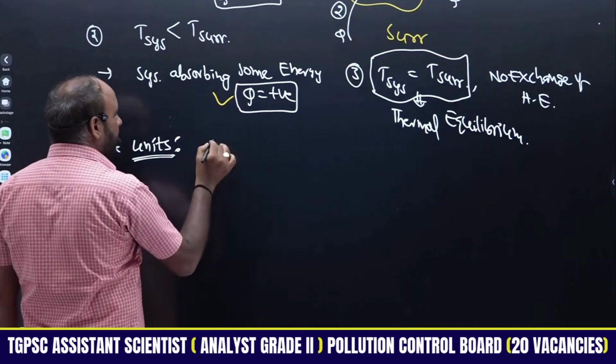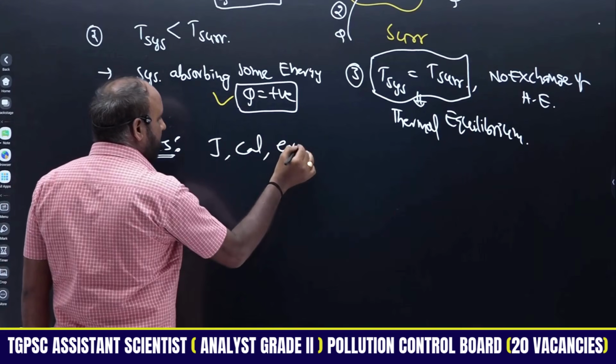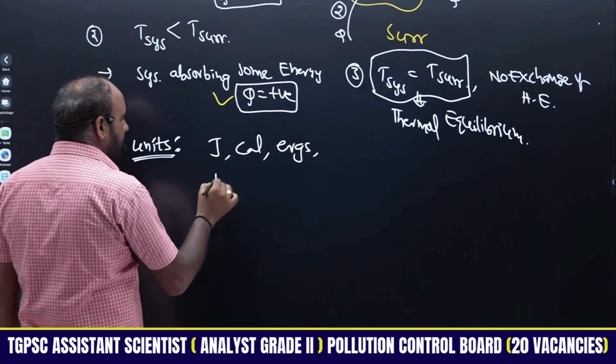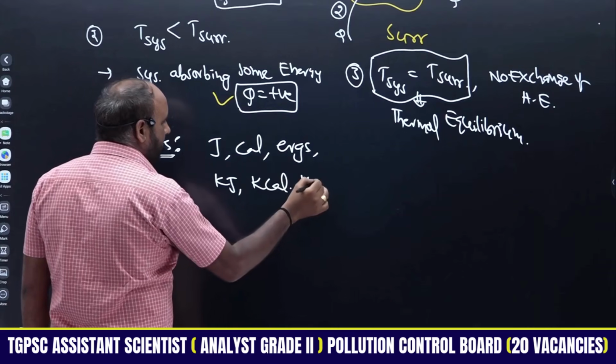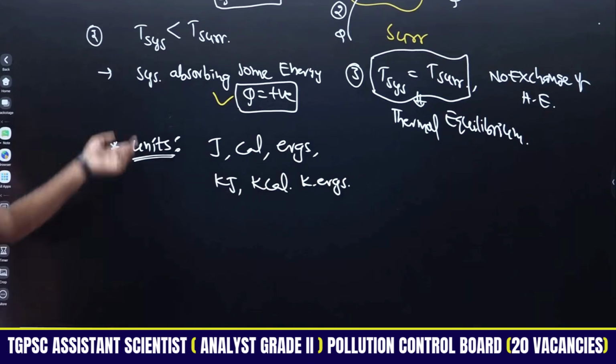Therefore units of heat energy is joules, right? Next calories, next ergs, right? Joules, calories, ergs. Next kilojoules, kilocalories, right? Kilo ergs. K for kilo. These all are units of heat energy.